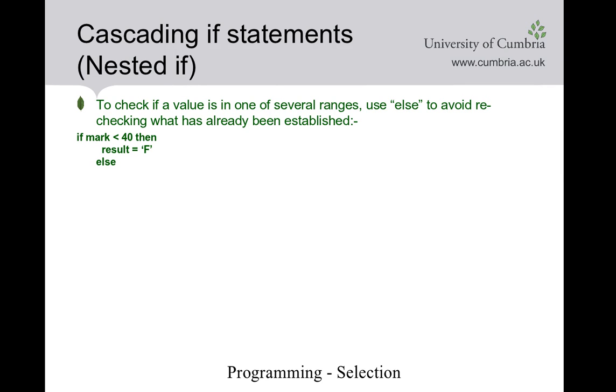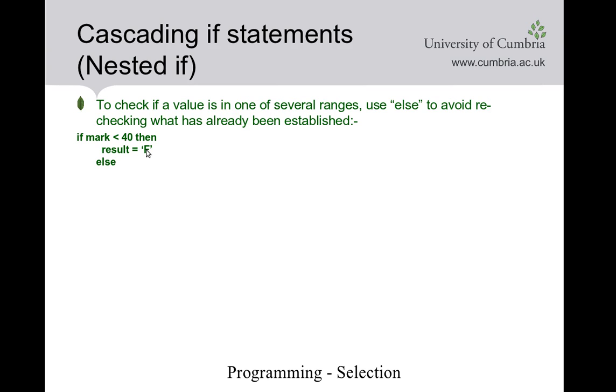The first question we should ask is whether or not the student has achieved 40 marks or more. If they have not achieved 40 or more, then we can output their result as a fail. So if mark is less than 40, then result equals F. And then we can move on to the next student.